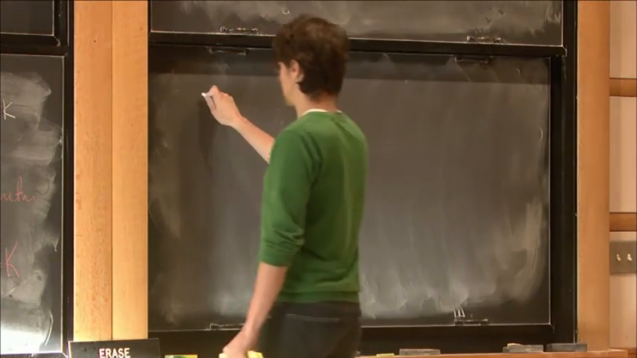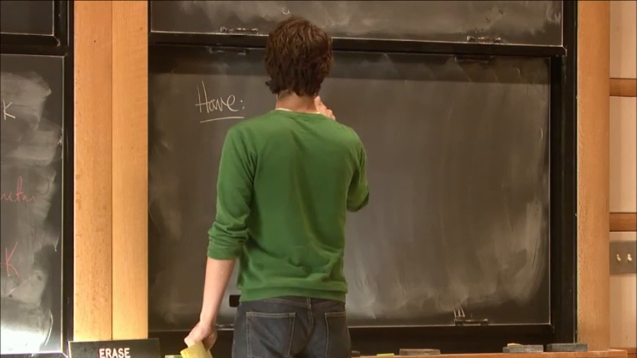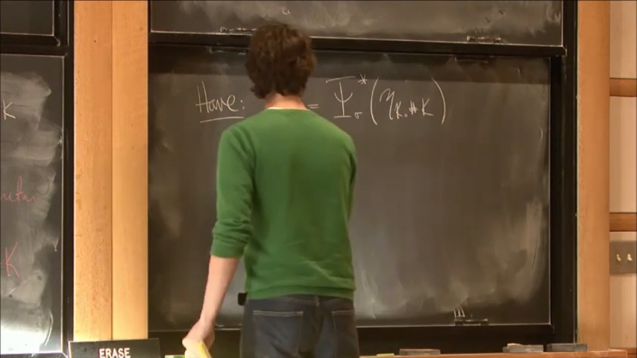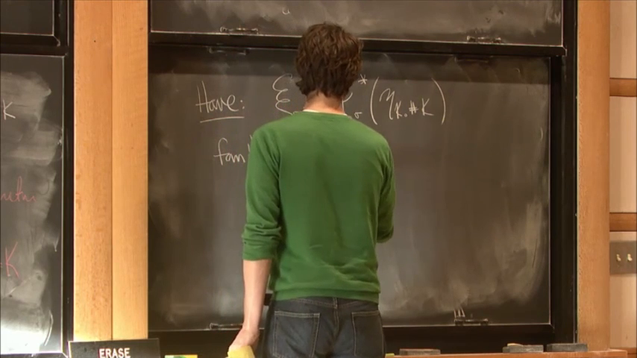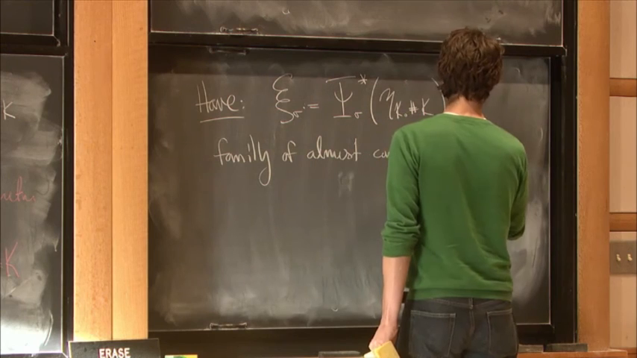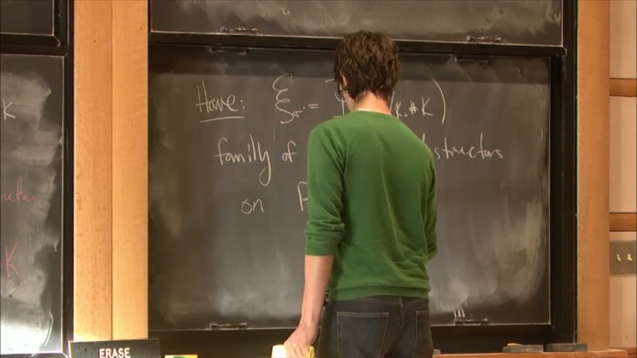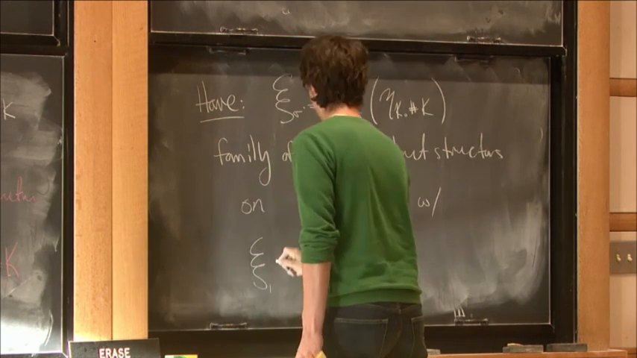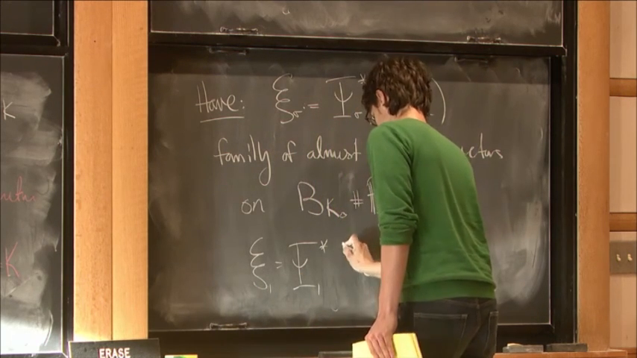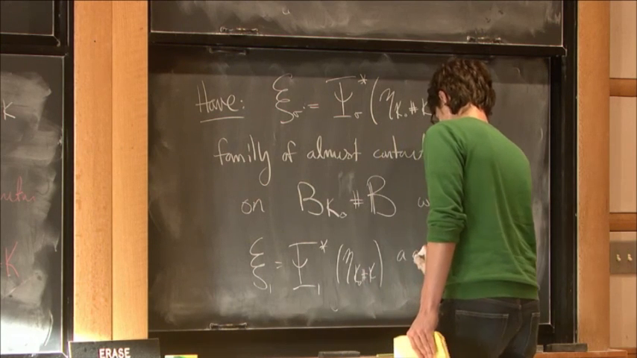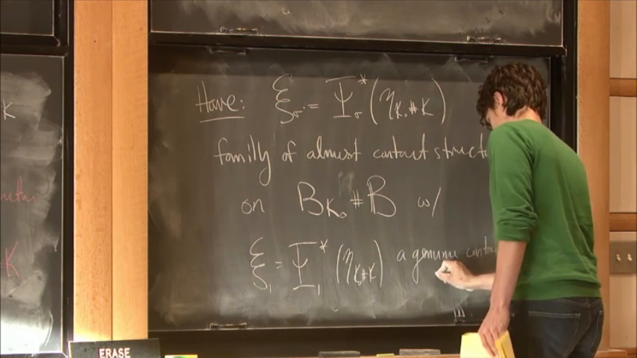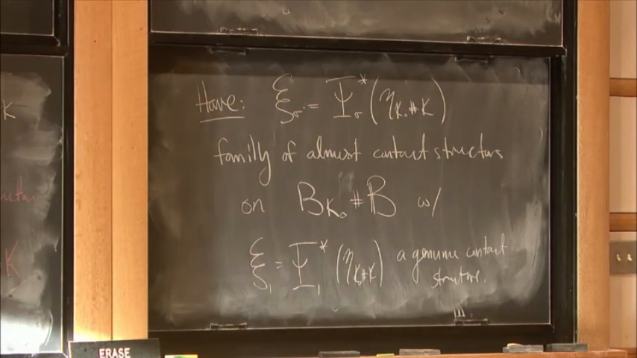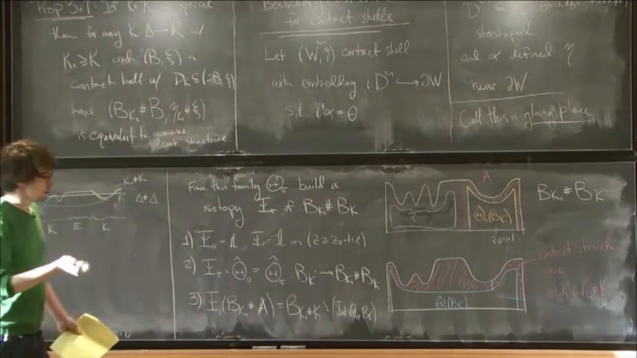You have that, defined to be the pullback of eta K0 connects some K, a family of almost contact structures on this BK0 connects some bold B with sigma 1, a genuine contact structure. Because at the end, the final structure I have is just this red region pulled back to that picture. So that proves it, and we're done.